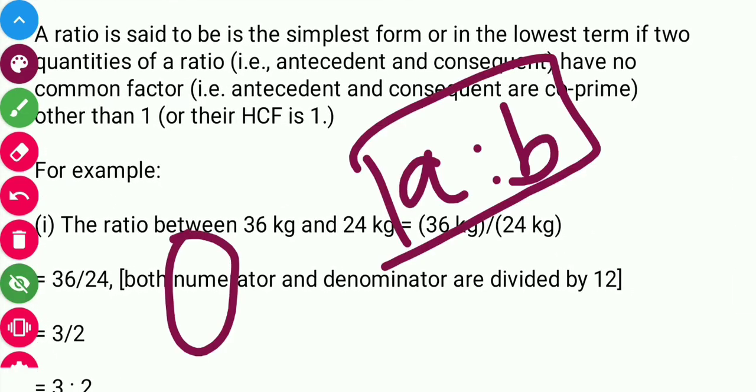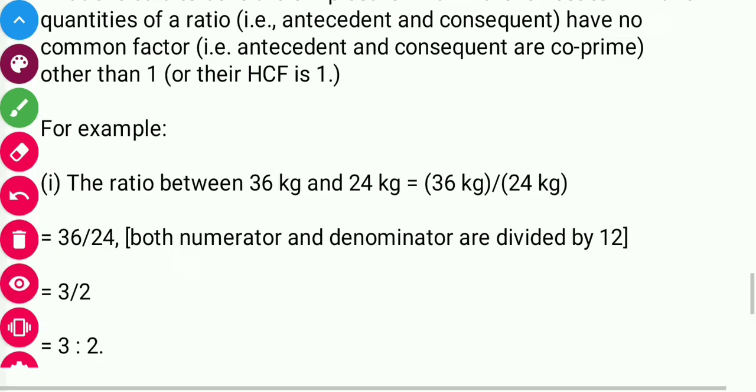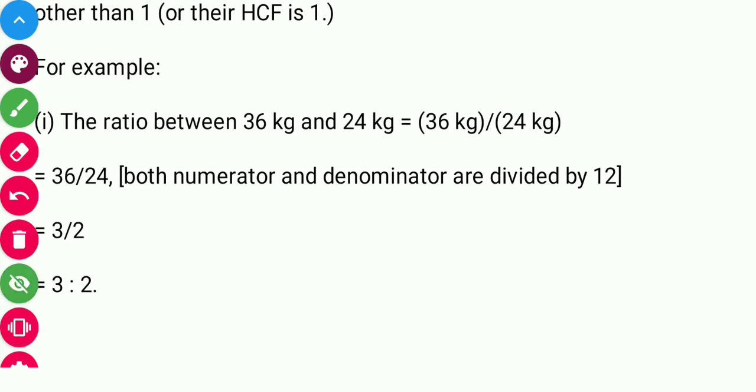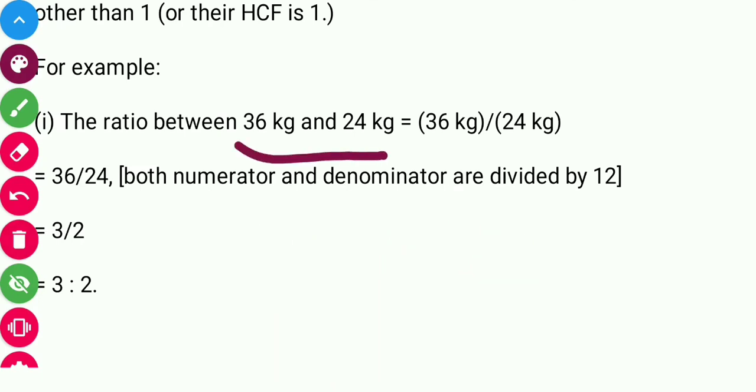Next we'll see one example here. A ratio is said to be in the simplest form if the two quantities of the ratio have no common factor, that is, their HCF is only 1. For example, you can see here the ratio of 36 kg to 24 kg, 36 to 24. So friends, here you can see both are in kg, they are the same kind and the same units are there.